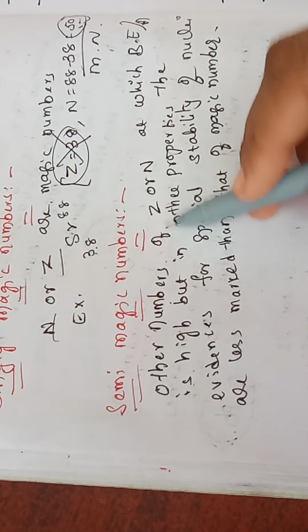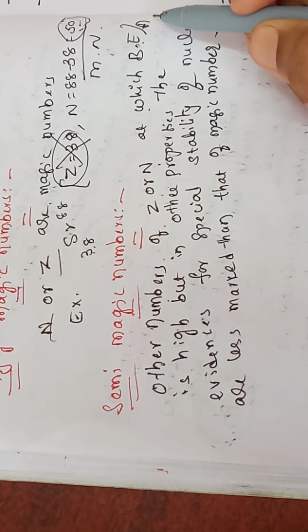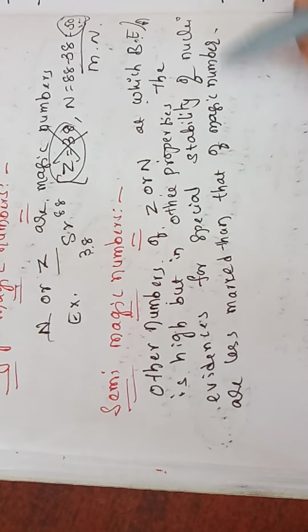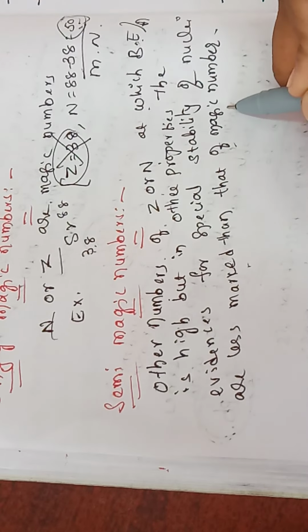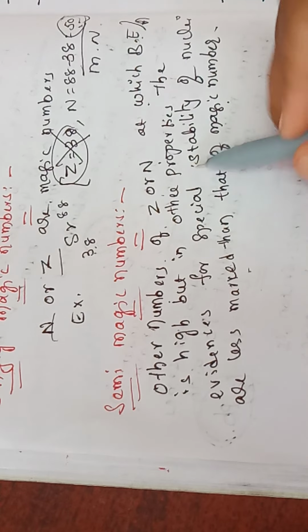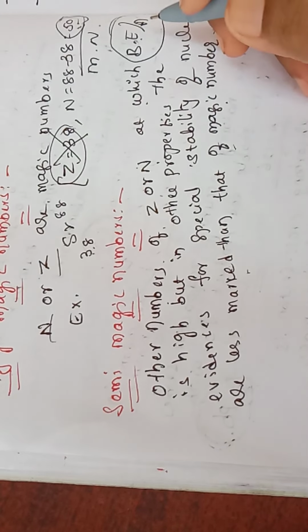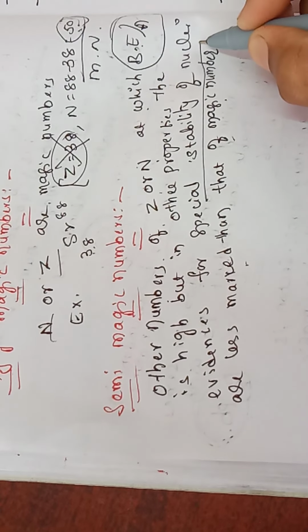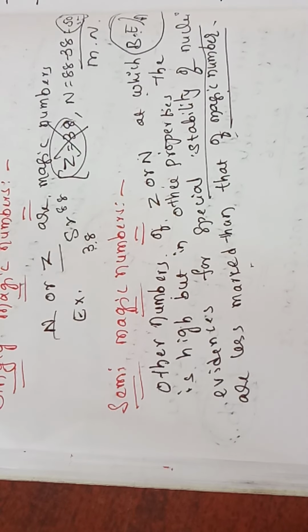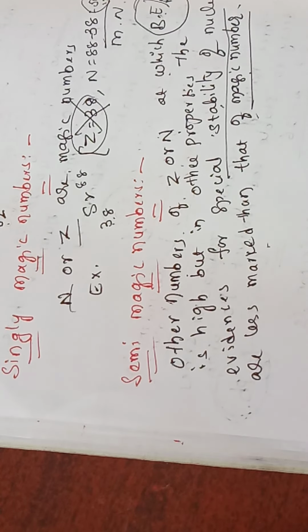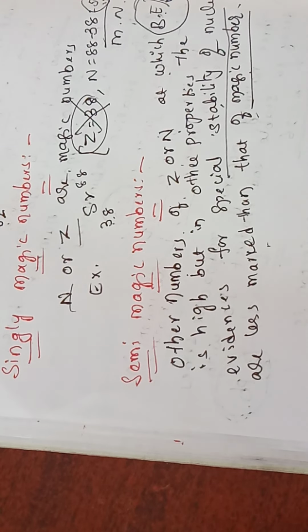So here, for other numbers of Z or N at which the binding energy per nucleon is high, in other properties the evidence of special stability of nuclei is less marked than that of the magic numbers. So it says that if either Z or N is a magic number and the binding energy per nucleon is more, it will have a special stability of nuclei compared to nuclei without a magic number. So this is about magic numbers. What is a magic number here? We are saying either Z or N, any one must be a magic number, and if the binding energy per nucleon is more for that, then that particular nuclei will have special stability compared to others without a magic number.